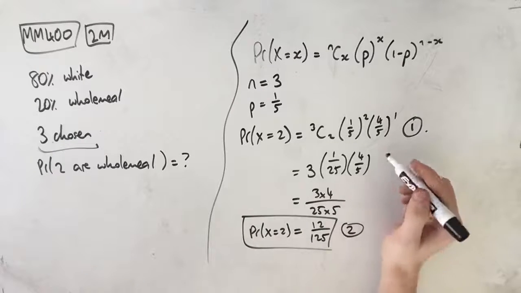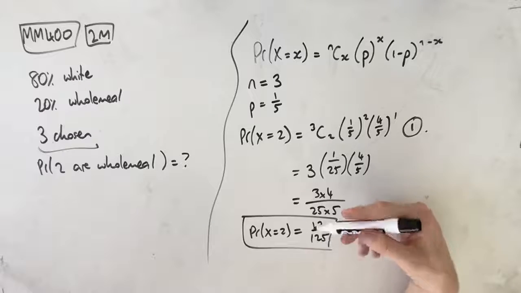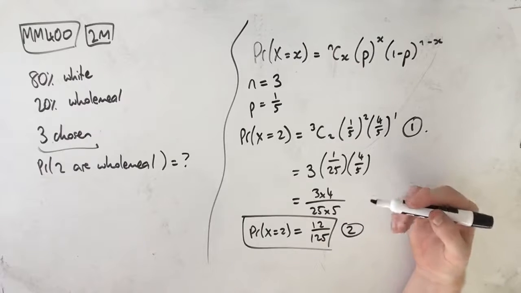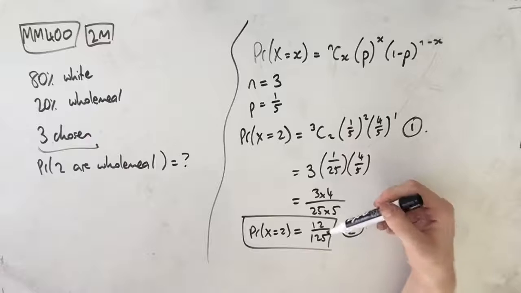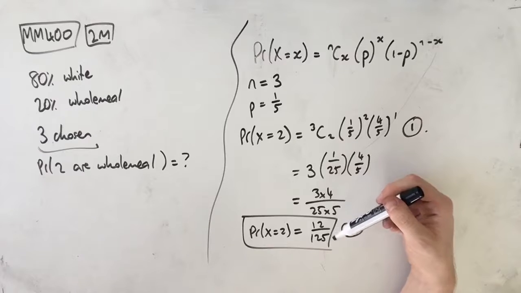If in your book the answer says 3 on 125, that was a typo on our part, and we've corrected that now. So the correct answer is 12 on 125.